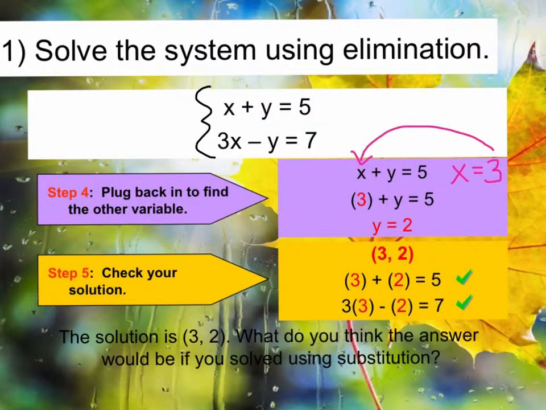And we get 3 plus y equals 5. Subtract 3 from both sides, and we get y equals 2. So our solution for this problem is (3, 2), x being 3, y being 2.